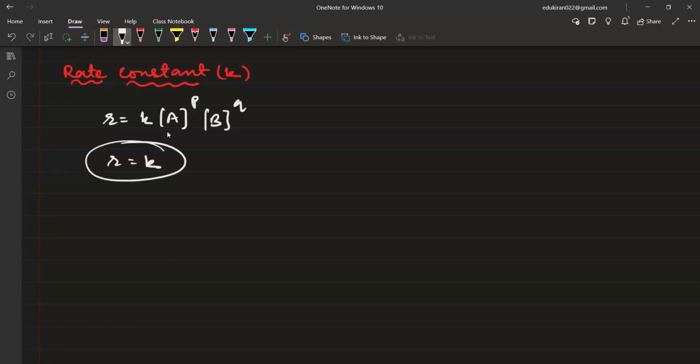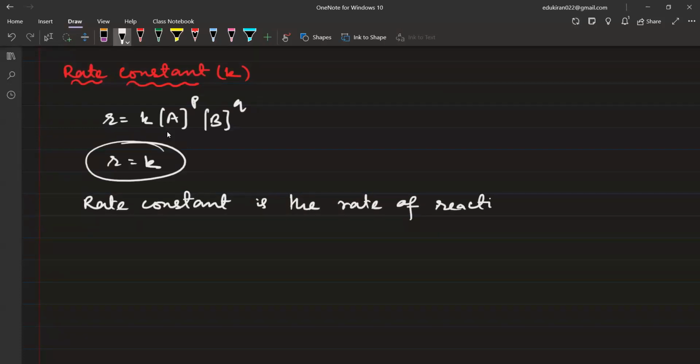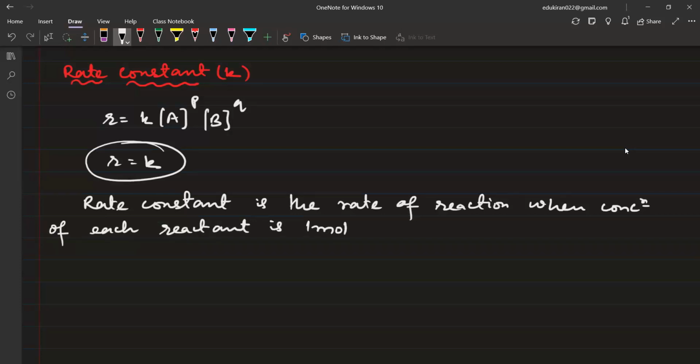So what is rate constant? Please write, rate constant is the rate of reaction when the concentration of each reactant is 1 mole per liter, or 1 molar. So when we plug in 1, we get what the rate constant is: the rate of reaction when the concentration of each reactant is 1 mole per liter.